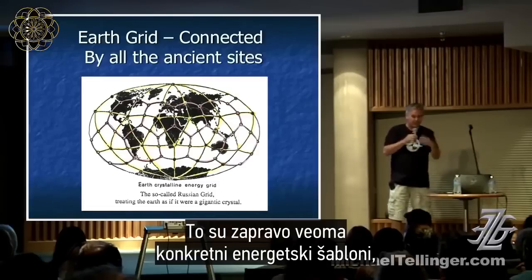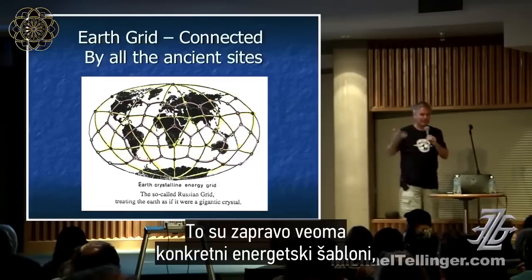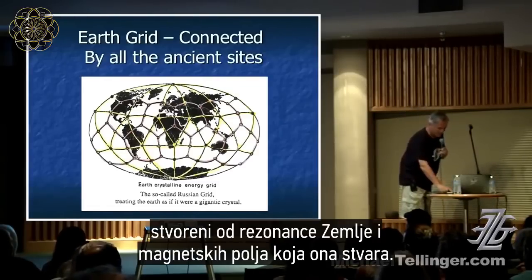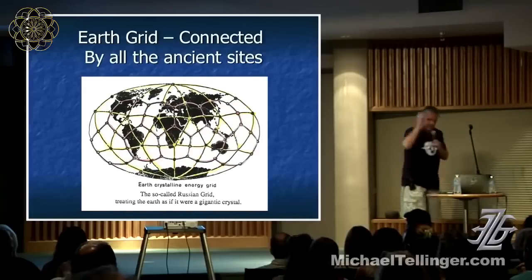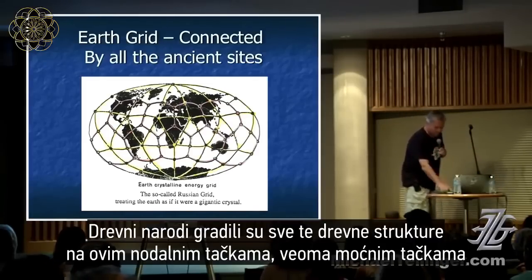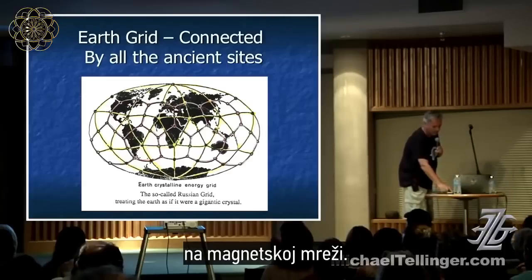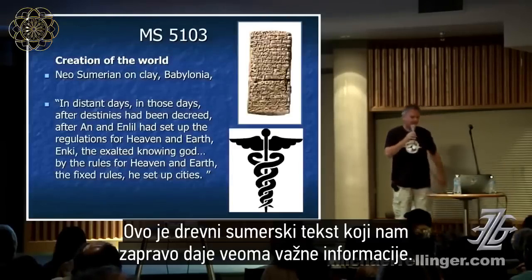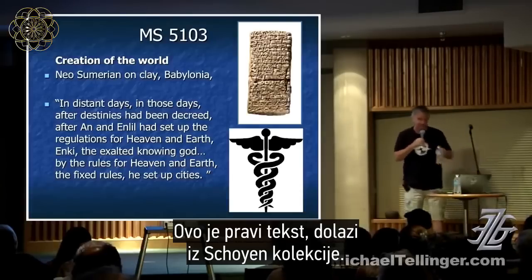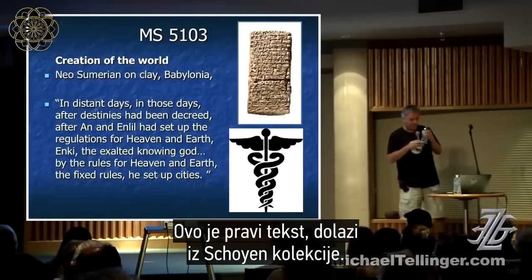It's actually very specific energetic patterns that are created by the resonance of the Earth and the magnetic fields that it creates. And the ancients seem to build all these ancient sites on these nodal points and very powerful points on these magnetic grids. And this is an ancient Sumerian text that actually tells us a lot of very important information. This is a real text that comes from the Shoyan collection.